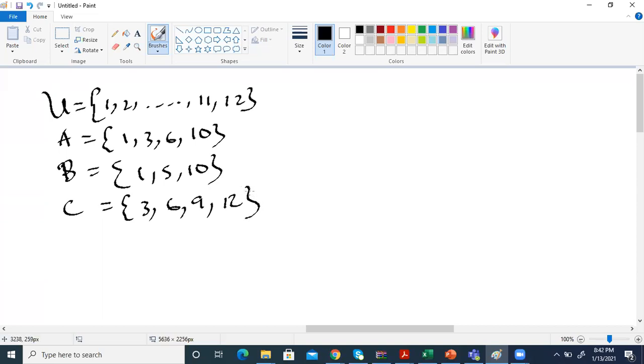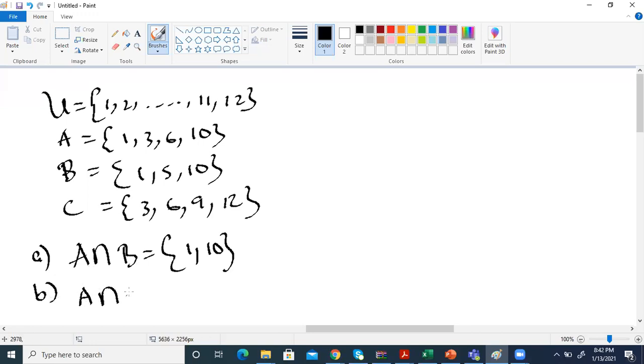All right, so the question is to find A intersect B. 1 and 10. Yeah, look for what is common, and what's common is 1 and 10. Then the next one is A intersect C: 3 and 6.